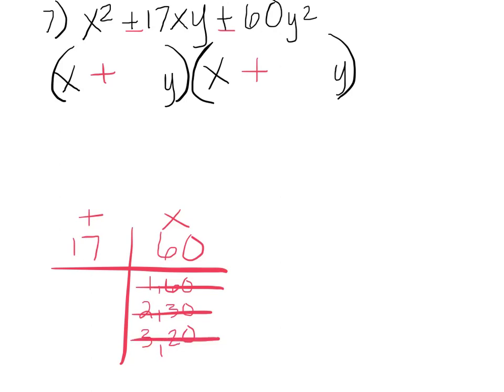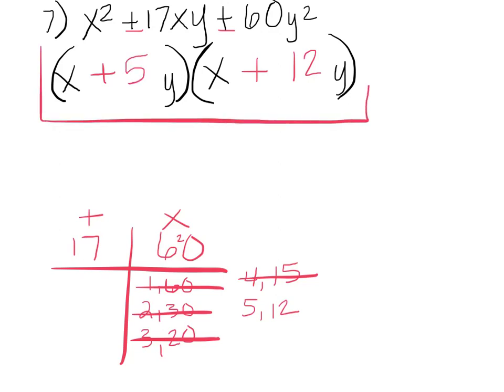So keep going, and we would have 4, and 4 goes into 60 15 times. Well, 4 and 15 won't add to make 17, so keep going. We would have 5, and 5 times 12 will make 60, and 5 and 12 will actually also add to make 17. So we're going to throw our numbers in. And this is our final answer. But, like always, you're going to check it and make sure that it works.